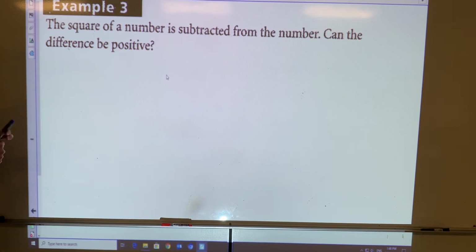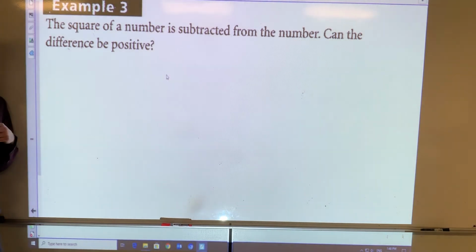So the square of a number is subtracted from the number. Should we kind of define what our number is? Like give it a name? How are we going to start getting an equation if we don't have a name for our number? So what should we call it?